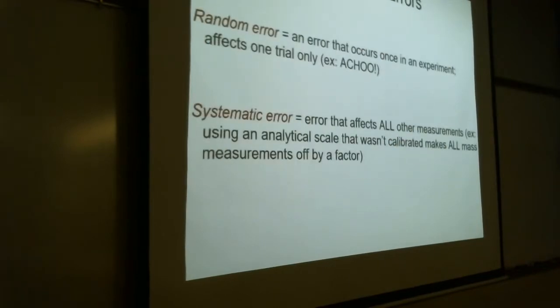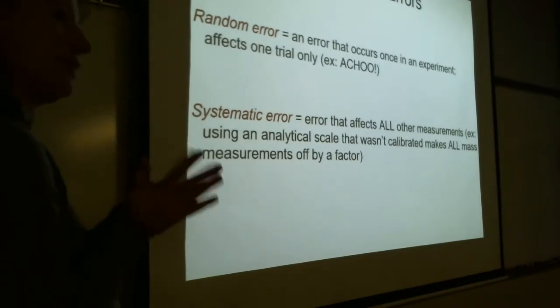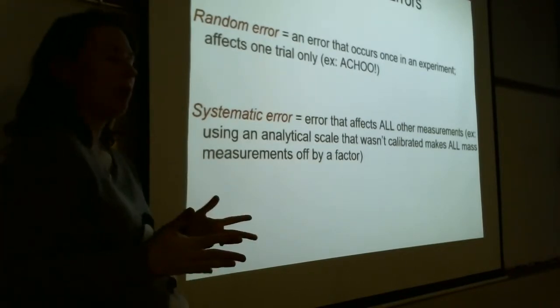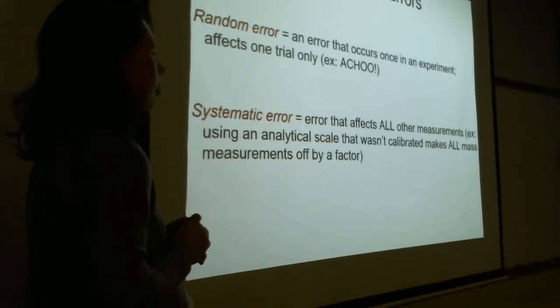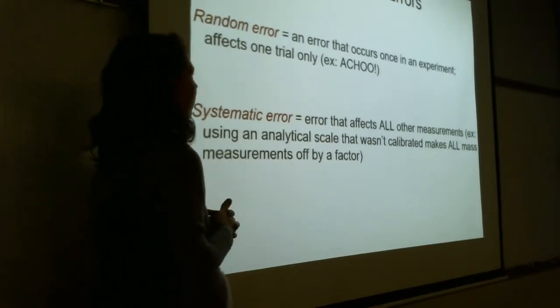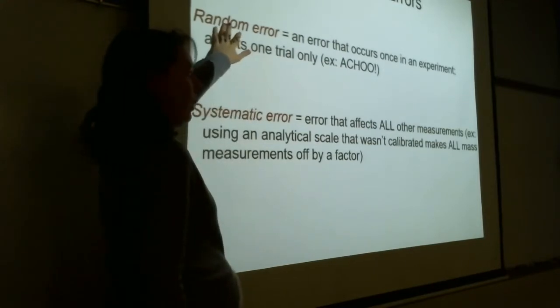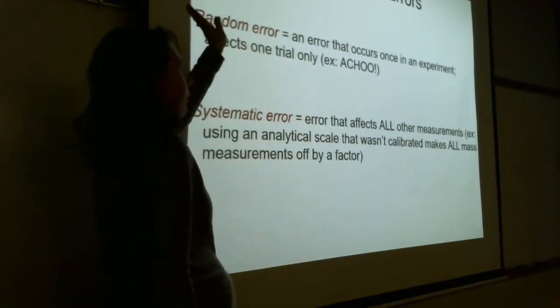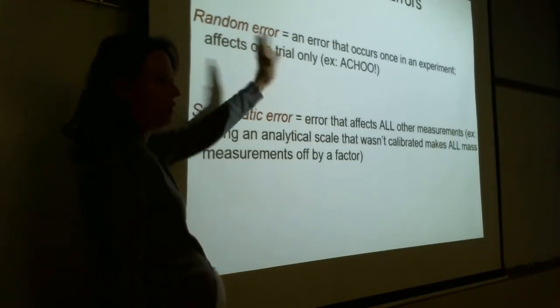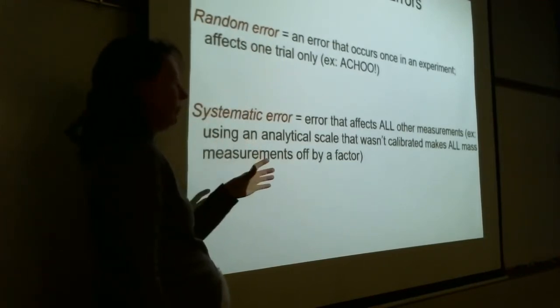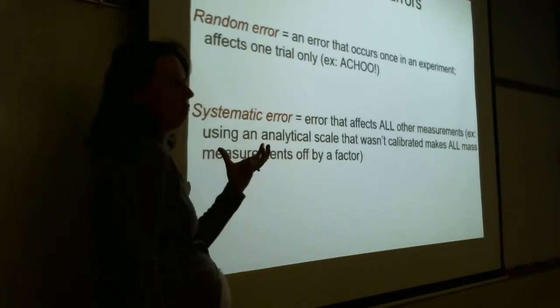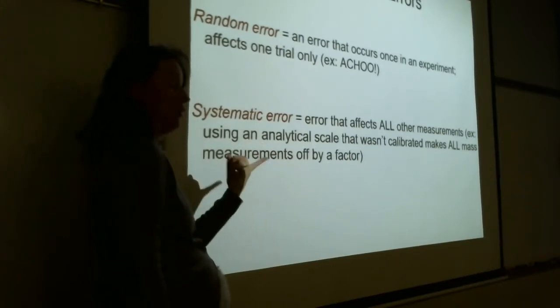Okay, let's talk about errors, because in the lab, we're going to make errors, and that's okay. It happens, right? In our lab reports, we're going to talk about the errors that we made. And there are two types of errors that we're going to encounter most frequently. First one's called a random error. It occurs once. It affects only one trial. All right, so if you're doing an experiment three times, and let's pretend in trial three, you sneeze into your beaker. That's a random error. That's not something you could have predicted.